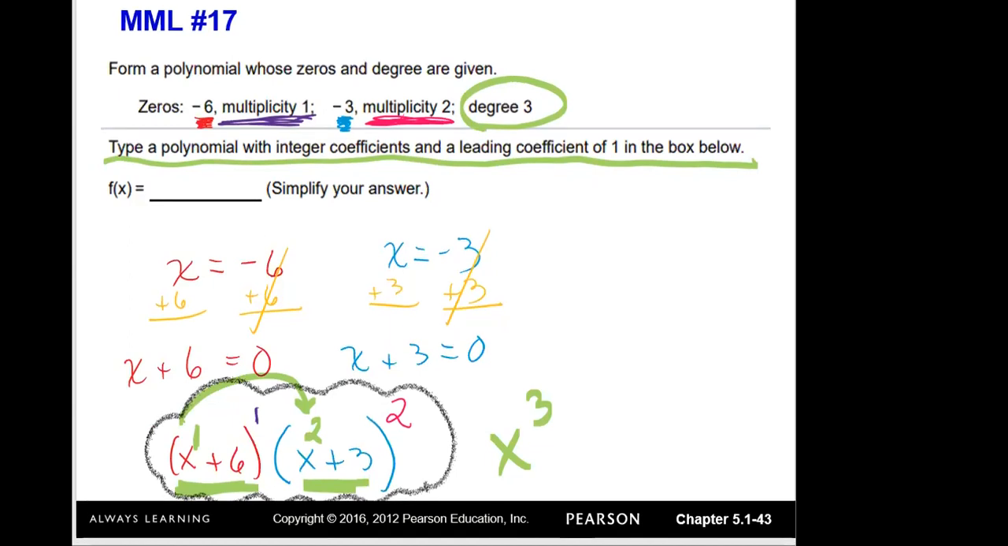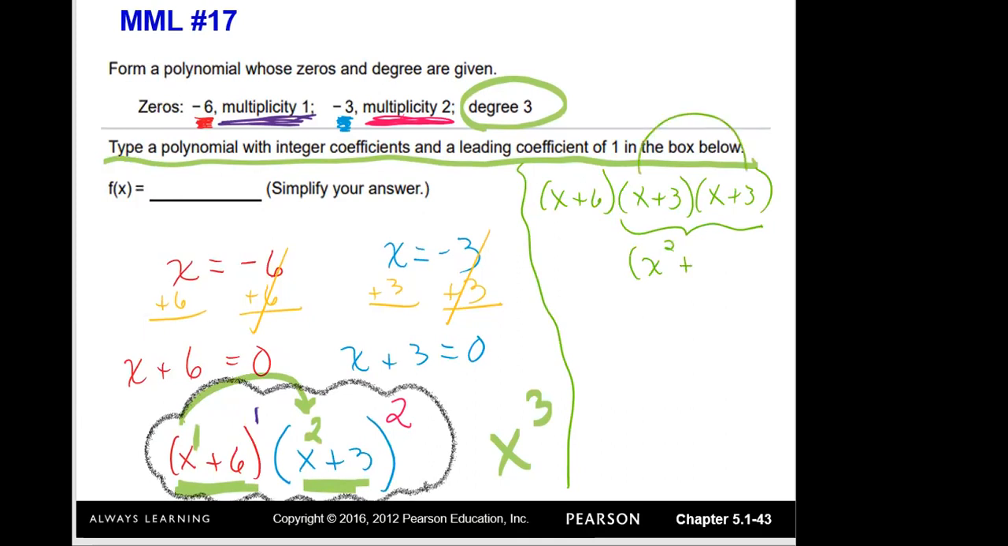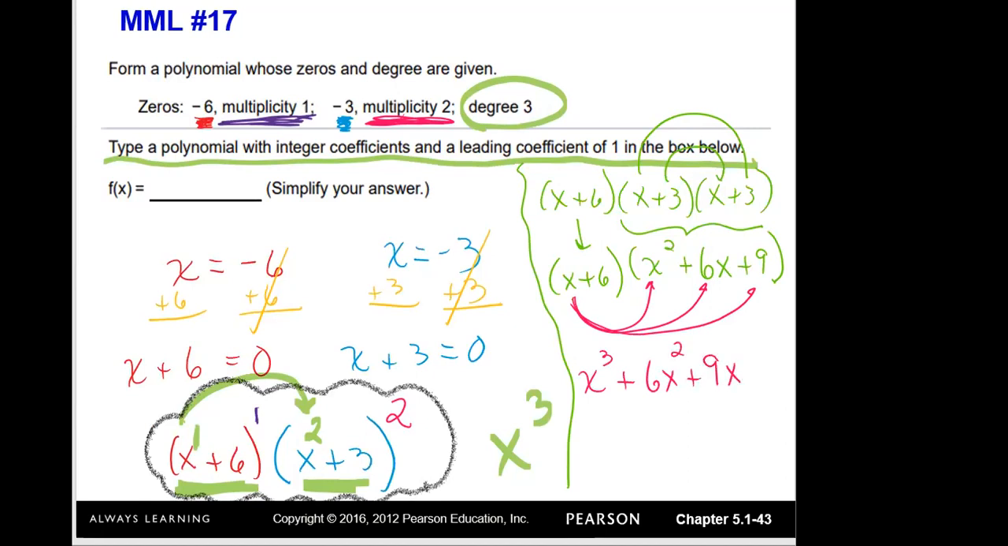But if you wanted to do what they said, you would have to, let me switch to a green pen here. If you're doing this, you have x plus 6 times an x plus 3 squared. That means an x plus 3 times an x plus 3. If I FOIL'd that out, I would get an x squared plus, I'd have 3x on the outside, 3x on the inside. 3x and 3x is 6x. And then last times last is 9. But then don't forget, you still have this x plus 6 here. I would then take the x and distribute it to each term in the trinomial. That would give me x cubed plus 6x squared plus 9x.